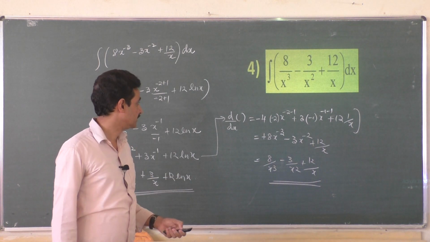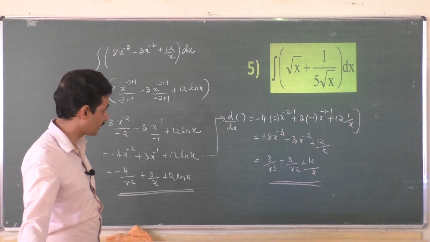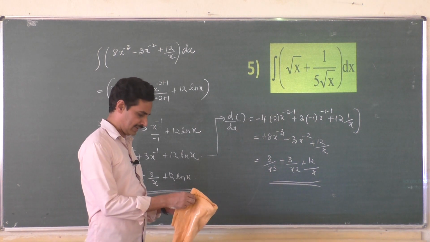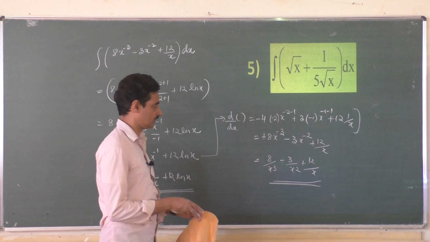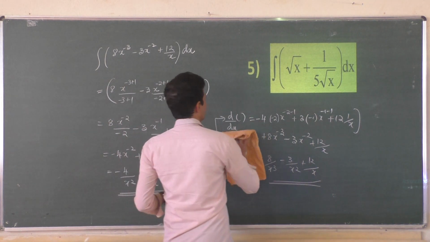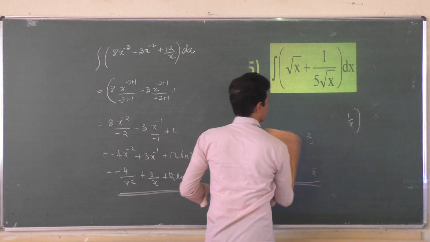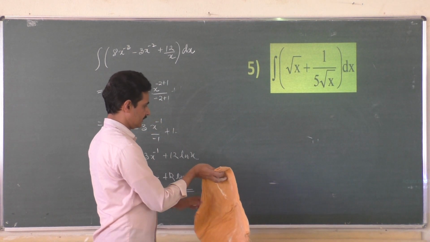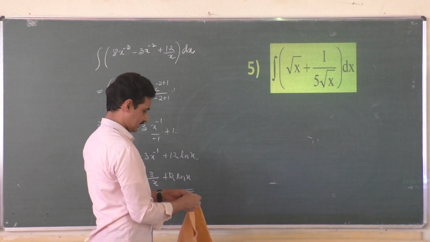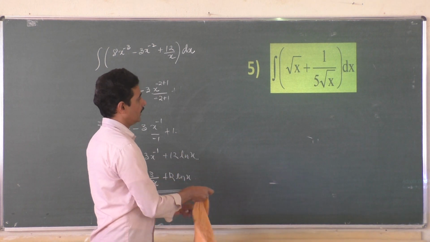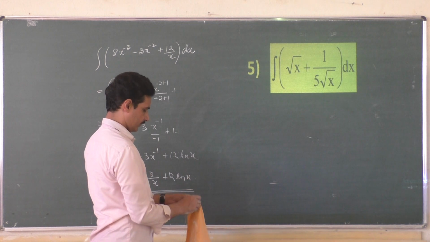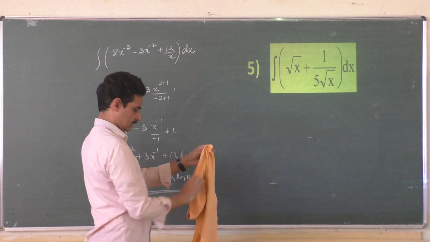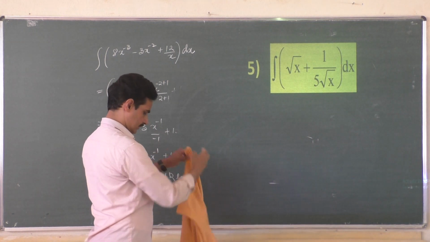Fifth one. Here comes a different type. Not a different type actually, the others are the same. If it is x to the power half, square root, you need not worry about the problem. Root x, you write it as x to the power half. Then solve it. It becomes very easy. Okay, so we'll write it.